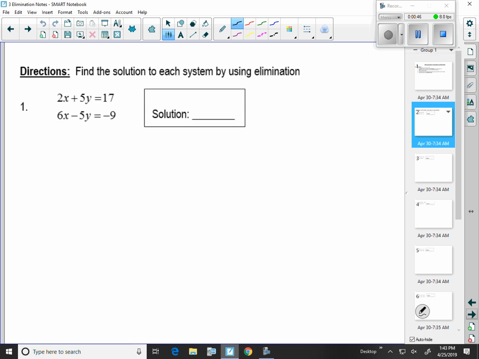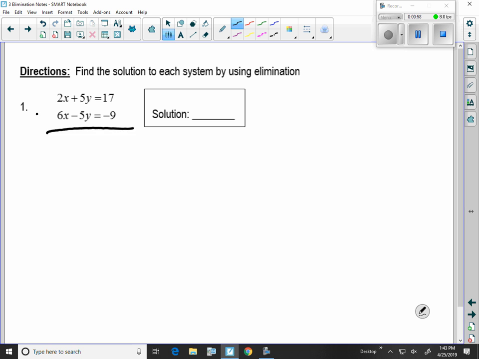So let's take a look at number one. Do you see opposites? Yes, 5y and negative 5y, agreed? So here's what we do. Once we know that we have opposites, we create a big addition problem. So draw a line under it, put your addition sign, and then we're just going to add down.